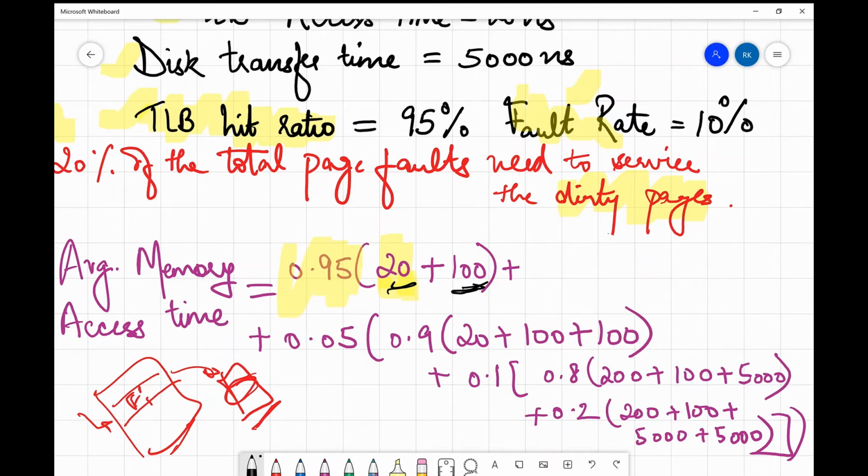Then if you recall what happens in the other case. In the other case, when the entry was not over here, we first have to check the page map and then we have to go to the main memory. Therefore, it costs us 2 main memory access times, and that is what we have written over here.